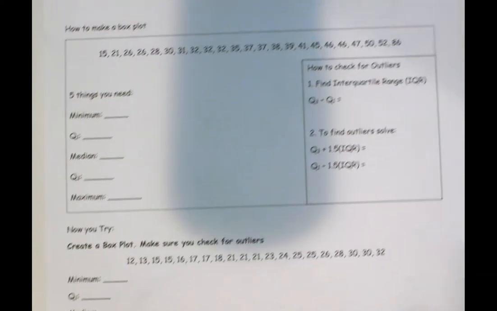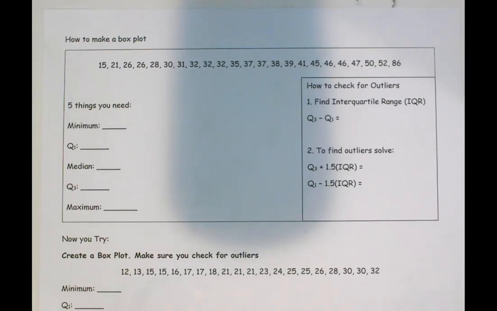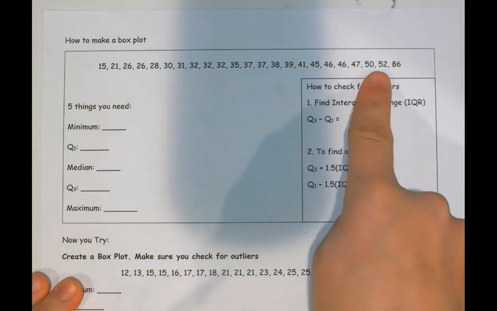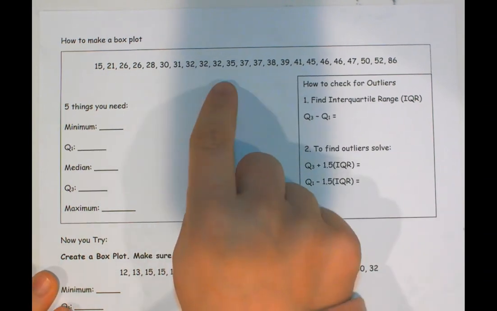All right, so let's go ahead and turn our paper over and look at our box plot. So remember, there are 5 things you need in order to make your box plot. I'm going to do one example where I don't use a calculator and then one example where I do use a calculator, just so you can see the difference. So this first example has a lot more data points than the second one. So I'm actually going to put this one into my calculator.